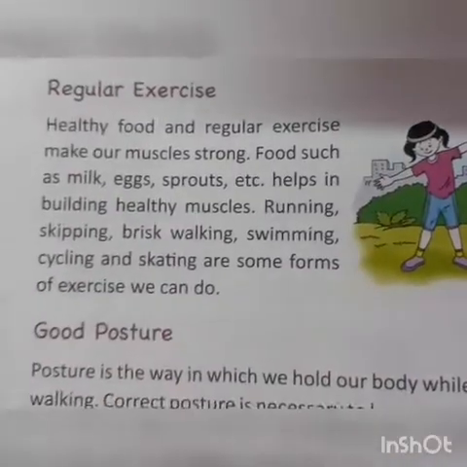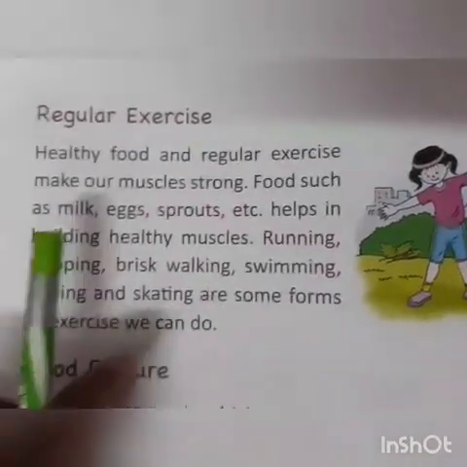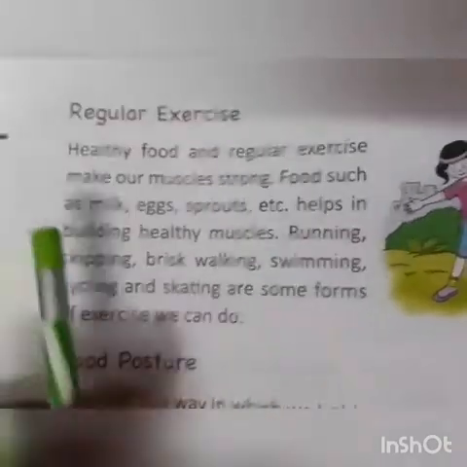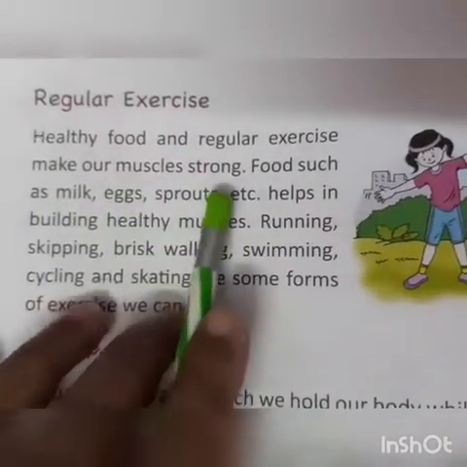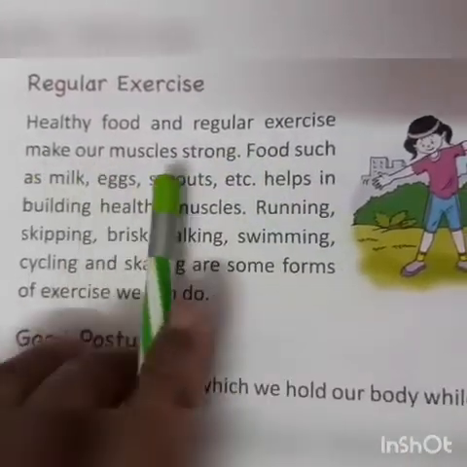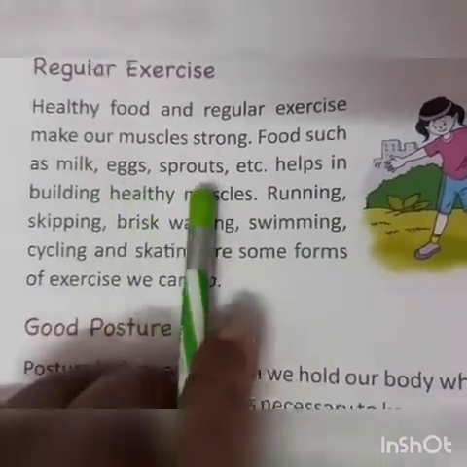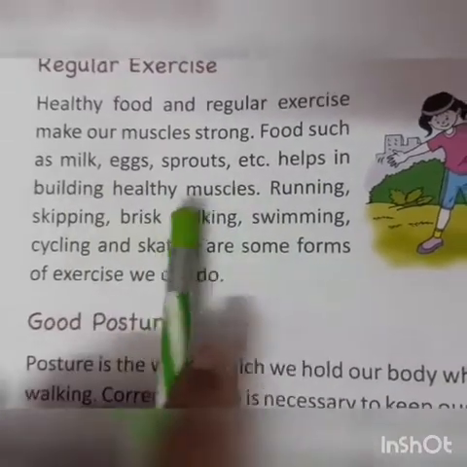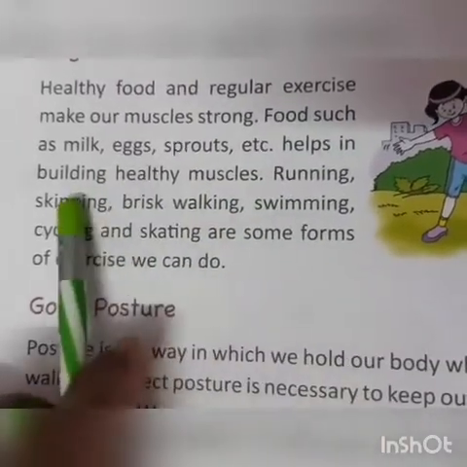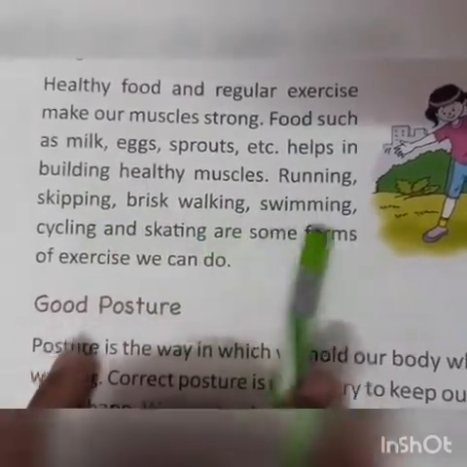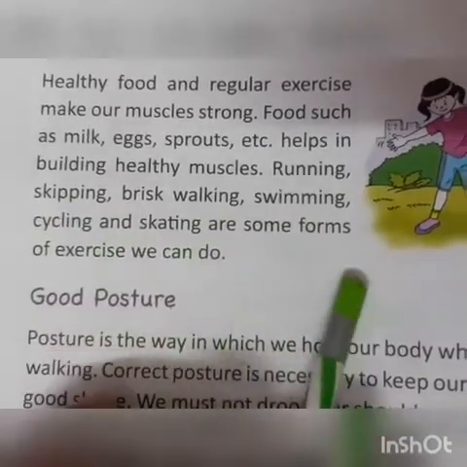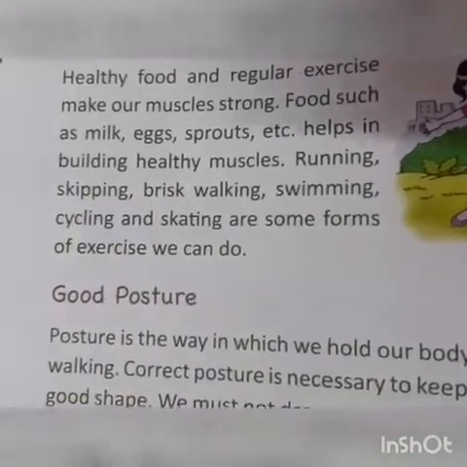Your exercise. Yes, now this is a very important part of being healthy. Healthy food and regular exercise make our muscles strong. Food such as milk, eggs, sprouts, etc. help in building healthy muscles. Running, skipping, brisk walking, swimming, cycling and skating are some forms of exercise that we can do.